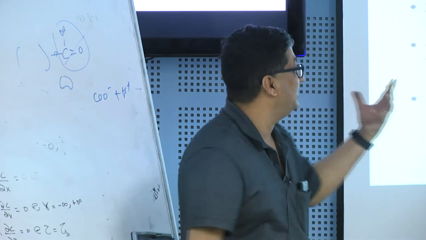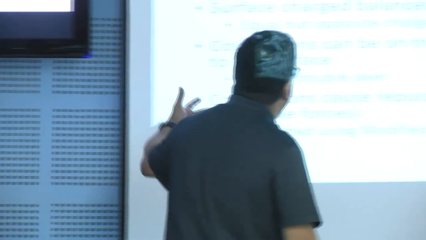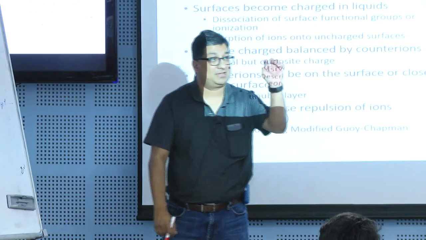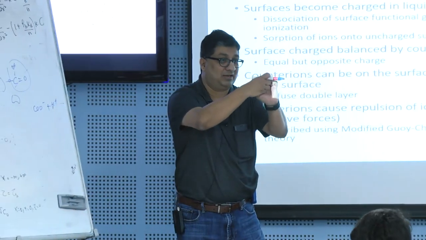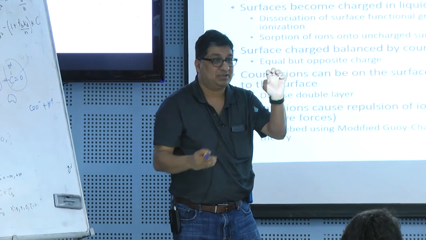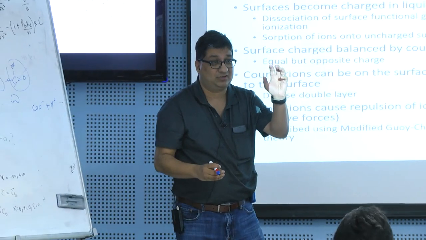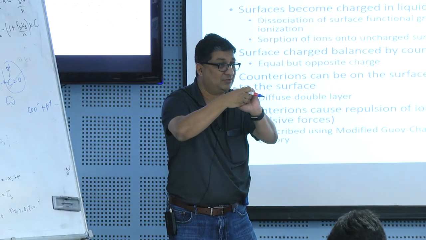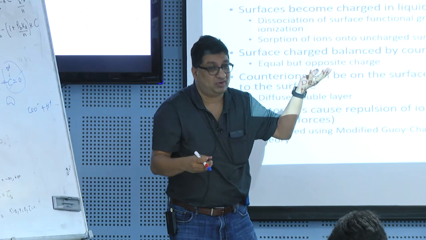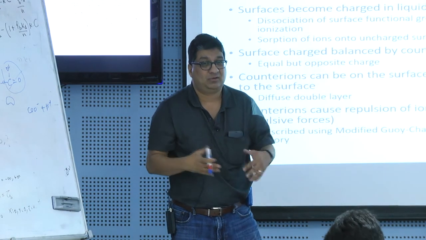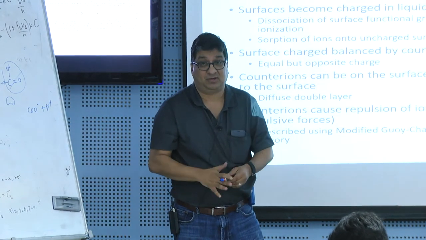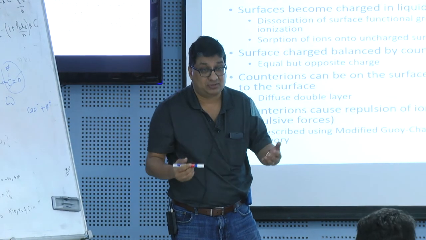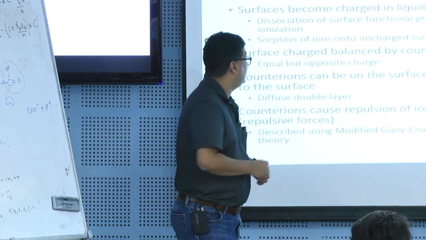So that's the dissociation. The other thing that could happen is the sorption of ions onto uncharged surfaces. You have a surface with a certain area, and a molecule can come and sit right in there. Especially if you have sodium, which is positively charged and a fairly small molecule, it can go and sit nice and snugly, and now suddenly this inert particle has a charge. So if you put particles in a liquid solution, those particles will tend to gain charges naturally.